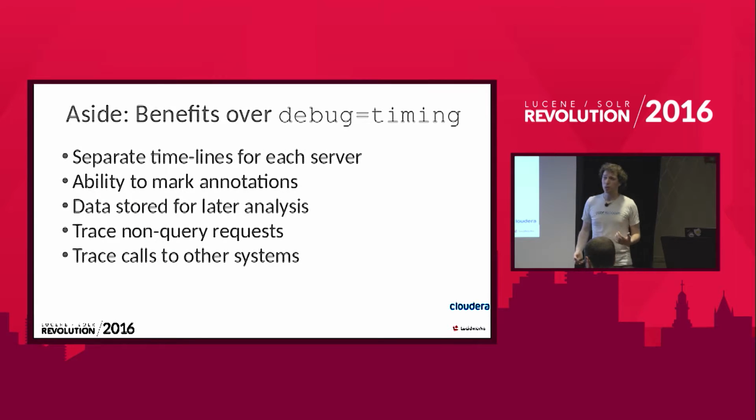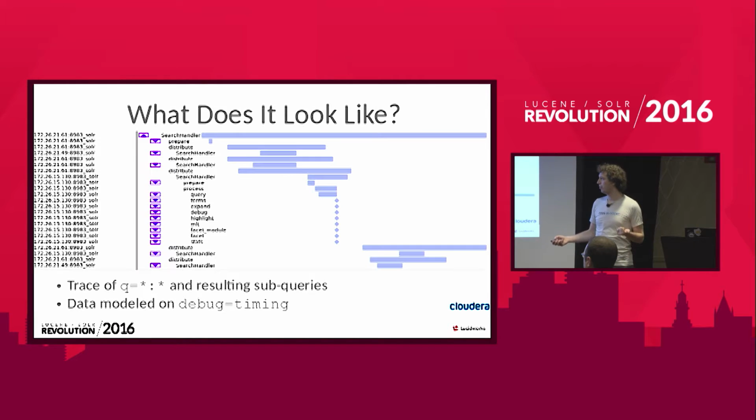I've mentioned debug equals timing a couple times. And so if that's what we're modeling our data on, if that's what we're looking at, then what are the benefits? Why did we go through all of this work? First of all, we can see back here separate timelines for each server. So we have search handler up top, down here, 3 more, expand it, and then 2 more down here. So that's pretty useful if you need the granular information.